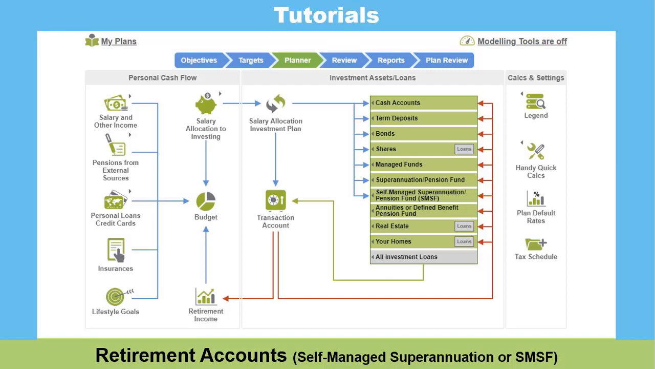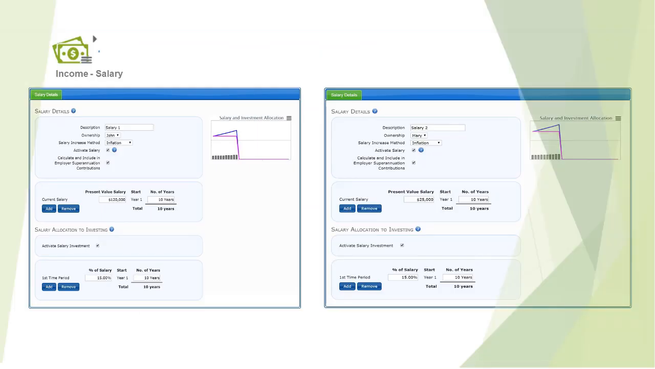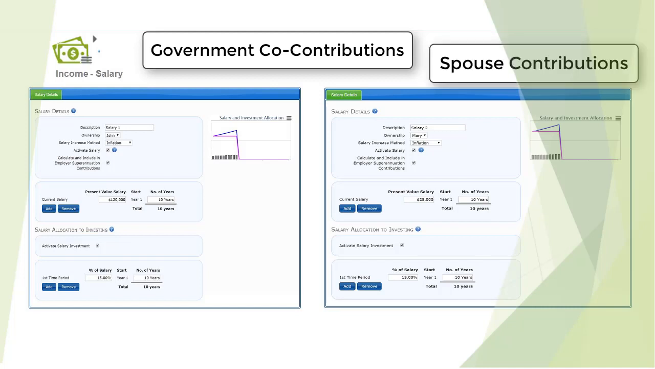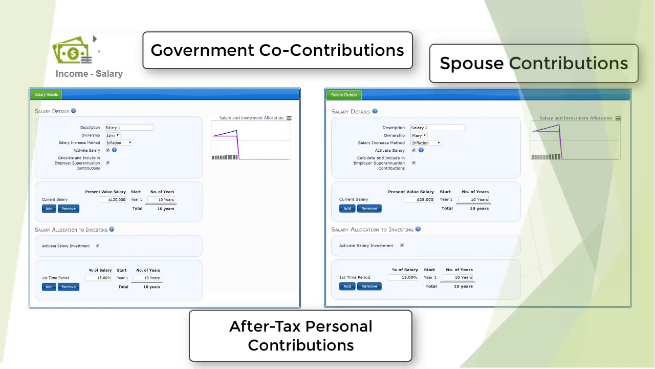In this example of a self-managed superannuation account, we are going to start by setting up a plan for John and Mary, both aged 55, who will retire in 10 years' time. John has a salary of $120,000, however Mary's salary will be just $25,000. This means she will be eligible for both the government co-contribution and the spouse contribution should Mary and John make after-tax contributions.